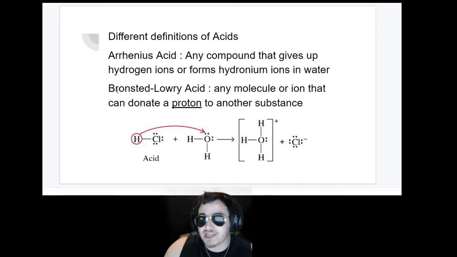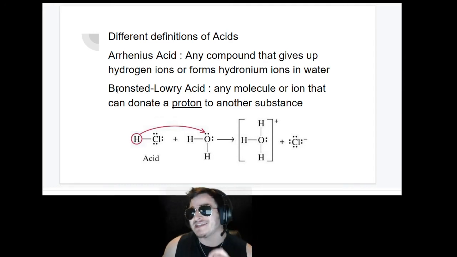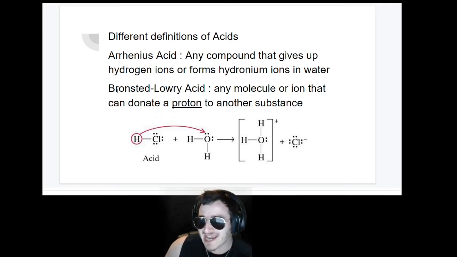But then 2 scientists by the name of Bronsted and Lowry revised it, and they said, well, is that always the case? Is that a 100% thorough definition of what an acid actually is? You know what?